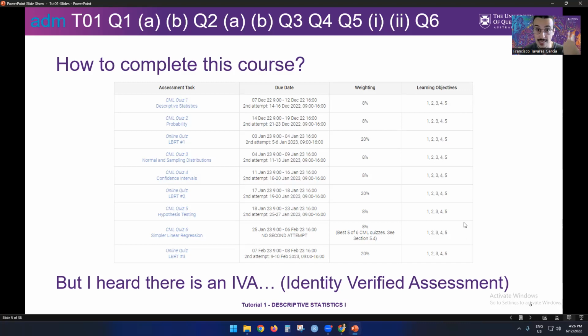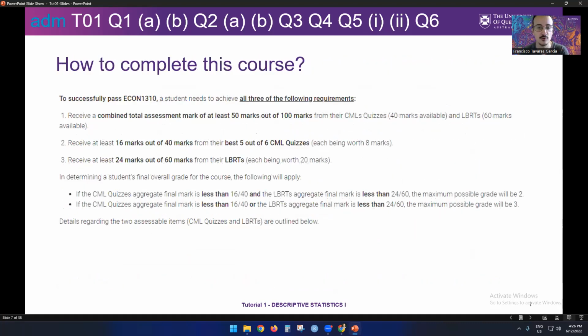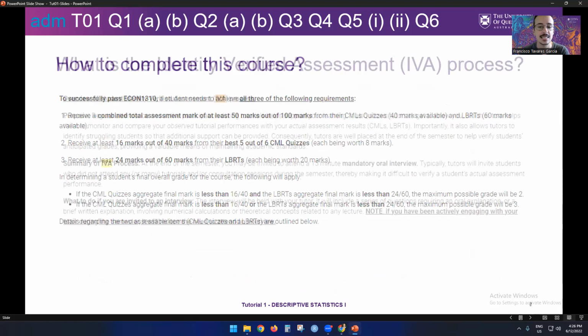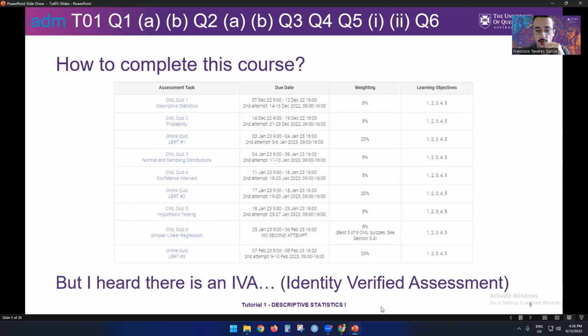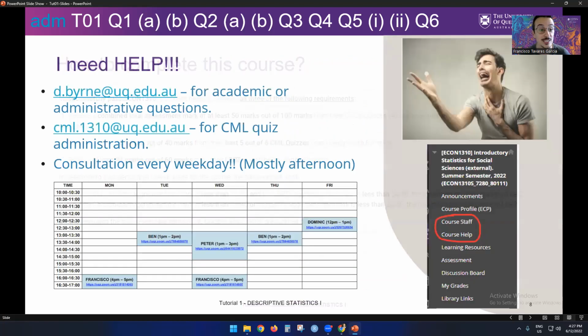So that's how you pass, basically 50%, maybe a combination of things, but you need at least 40% in your CMLs, at least 40% in LBRT. Another thing, last thing, I promise: for your CMLs, we will consider just the best 5 out of 6 CMLs. So you not only have 2 attempts for the first 5, but we will also discount the worst CML that you have. So pay attention, and take advantage while the course is easy in the beginning. I think that's pretty important.